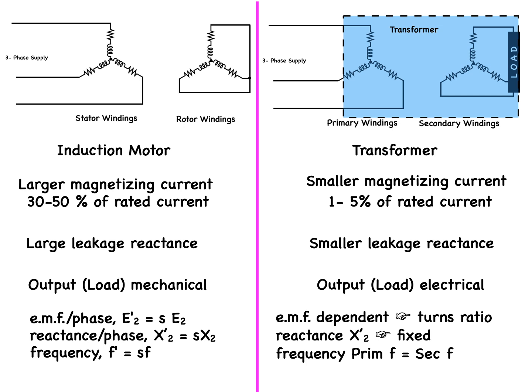Whereas in a transformer, the secondary EMF per phase is dependent on the transformer turns ratio. The transformer's secondary reactance per phase is fixed, doesn't change, and the transformer primary and secondary frequencies are always the same.